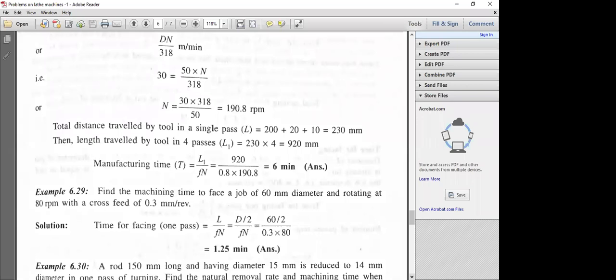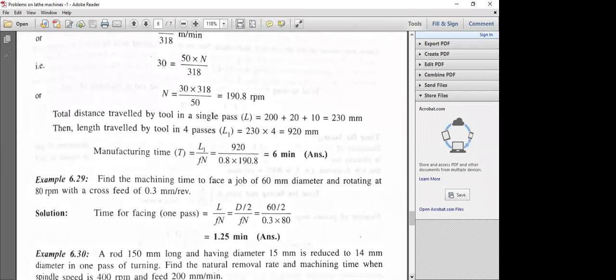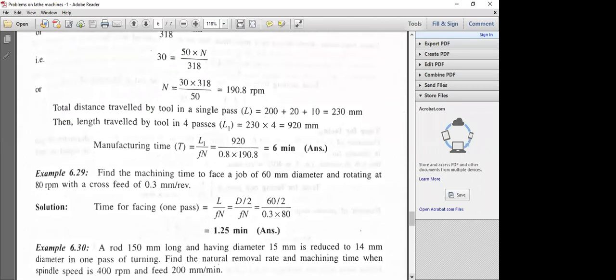So here the length is not given, so capital L, you have to take as half of the diameter of the job. Simply substitute the value of the cross feed, because for facing you have to go for the cross feed. The units are the same, per revolution, and capital N is the spindle speed in RPM, as given. So next we'll go to the next problem.